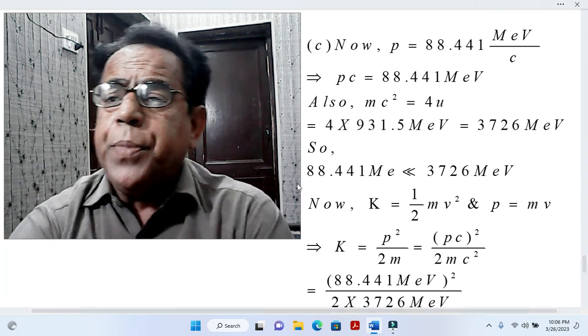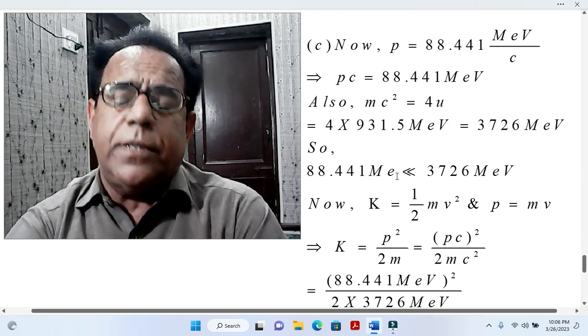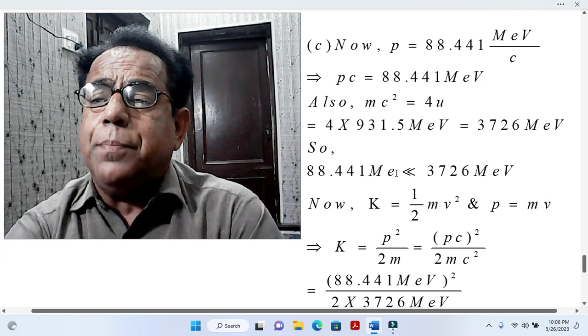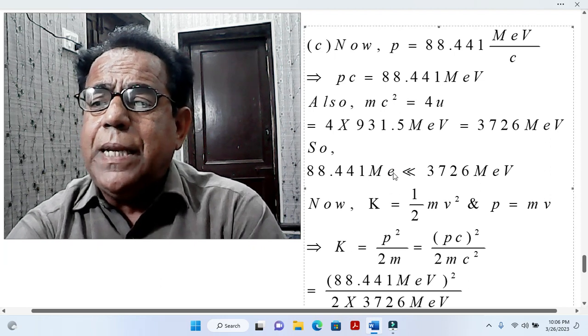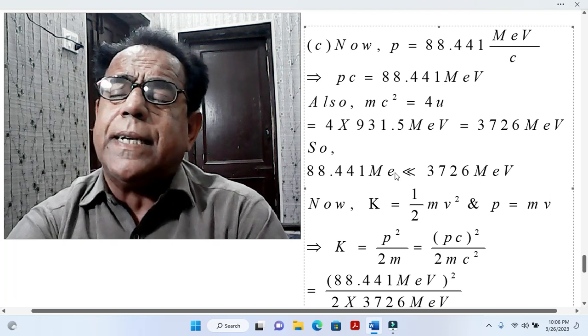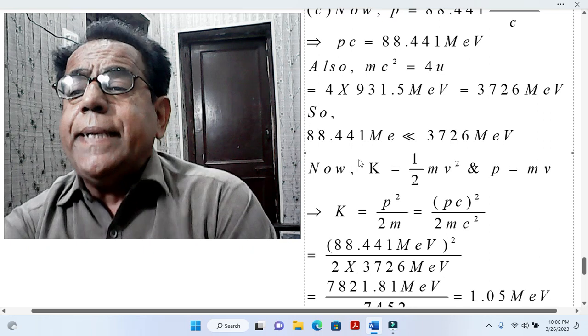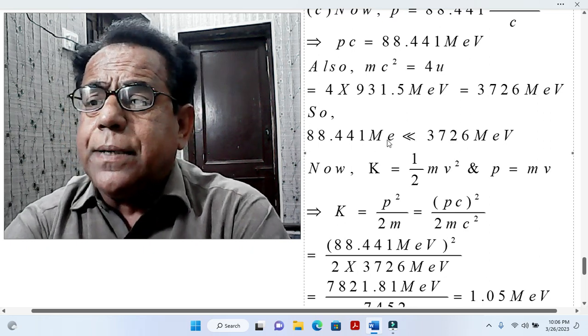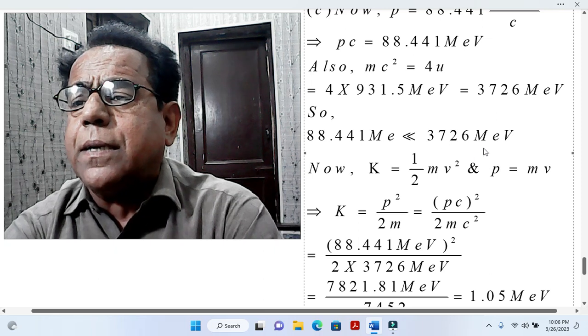88.441 MeV, sorry students, here is a minor mistake. Here, million electron volt, the V is mistakenly not written. So no problem. 88.441 million electron volt is very much less than 3726 million electron volt.